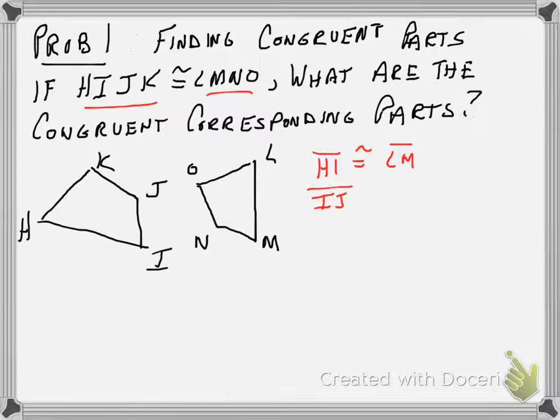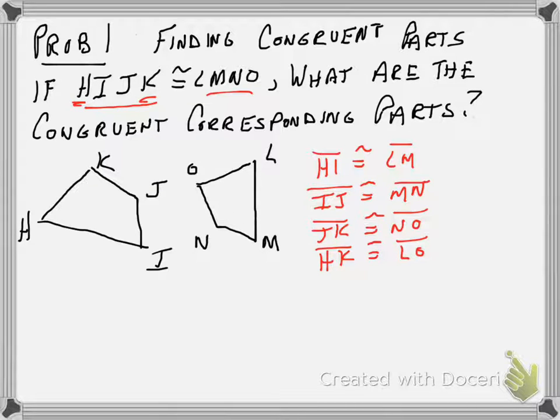I'm going to go to the next one. IJ, what's it congruent to? MN. I'm just going to go right down the list. JK, what's it congruent to? NO. And the last one, I'm going to take the first one, which is H, and the last one, which is K, and that's going to be congruent to the first one, which is L, and the last one, which is O.